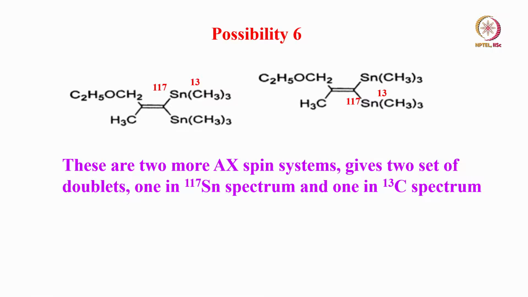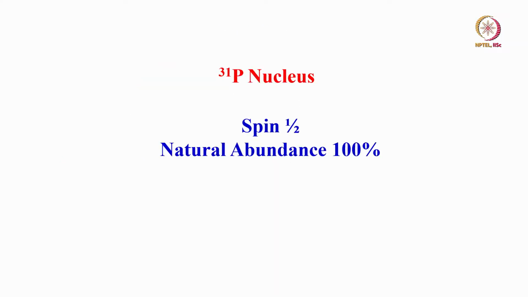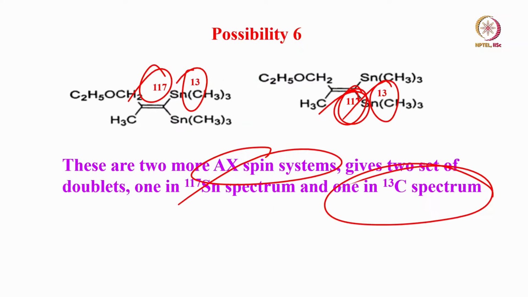Now what is possibility 6? Very confusing, right? Now this could be 117, this could be carbon 13, or this could be 117, this could be carbon 13. Again you get 2 AX spin systems. 2 AX spin systems means each will give rise to 4 peaks. There will be 8 peaks actually. 4 are seen in the tin 117 NMR and the remaining 4 are seen in the carbon 13 NMR. Both of them we don't see in this spectrum. This is the possibility.